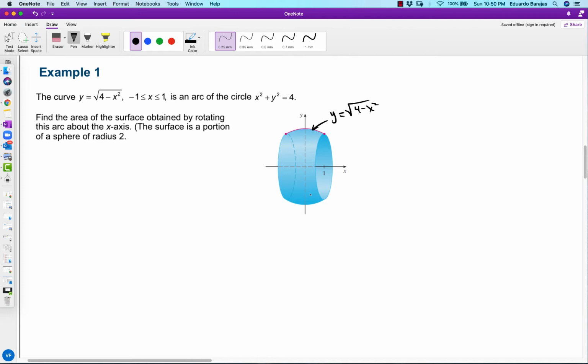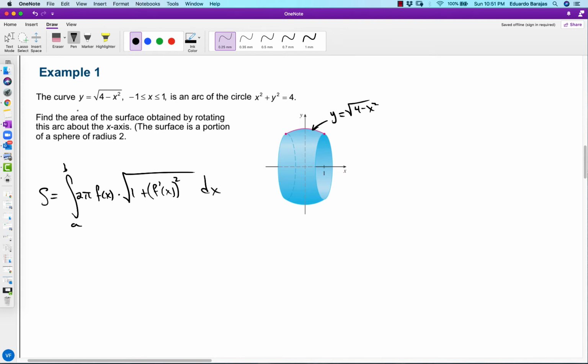It kind of looks like a hockey puck, right? And we want the surface area of just this part, not the circles at the edges. So we're going to use our formula. Our formula for the surface area S was equal to the integral from a to b of 2 pi f of x times the square root of 1 plus f prime of x squared, dx.